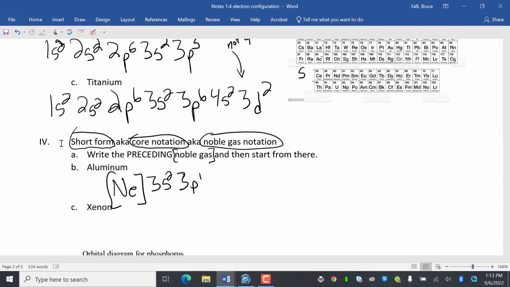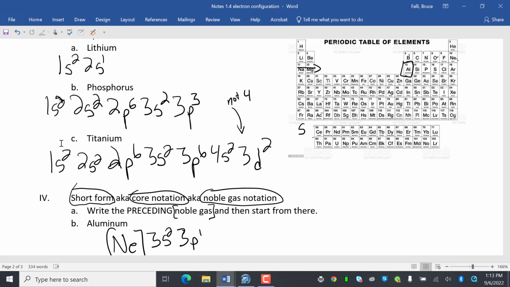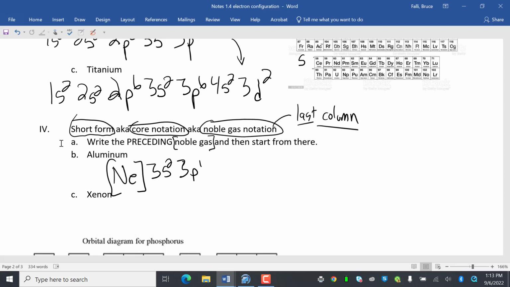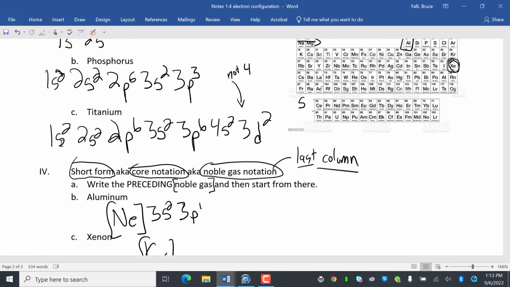Short form. Xenon. Okay, xenon kind of mean, right? Now, xenon is a noble gas. Uh-oh, the noble gases are the last column. I almost forgot to tell you that. That's kind of important, okay? So xenon is over here. My preceding noble gas is krypton, so I don't get to use xenon. I use krypton, which is more fun to say.